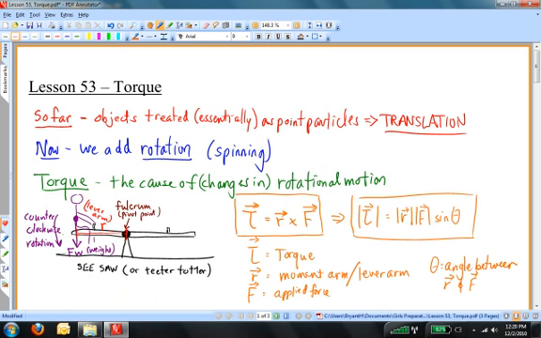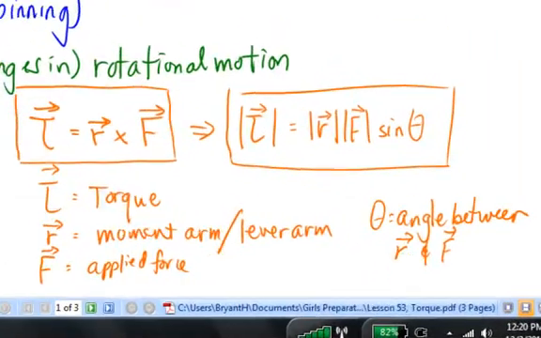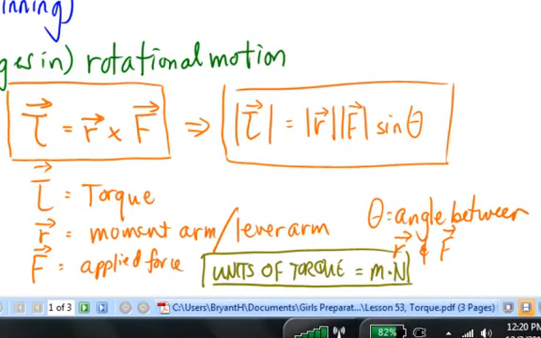Let's talk about units for a moment. R has units of meters. F has units of newtons. The sine of an angle is just going to be a number. So the units of torque are going to be meters times newtons. Now we've dealt with newtons times meters before. We call that a joule. Meters times newtons, a unit of torque, has the same dimensions, but they are not the same thing.